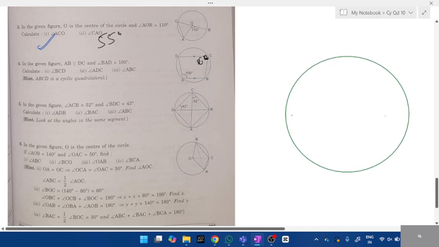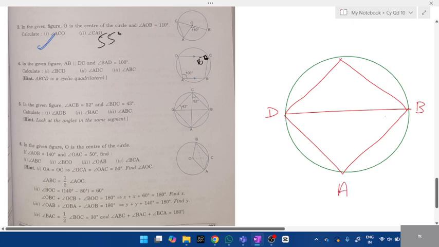Look at the next one. In the fifth question, in the given figure, ACB is 52 degrees. Is DB a diagonal? Have they mentioned anything? No, right? They haven't given us, students. DB is not a diagonal. Okay, now tell me, is this quadrilateral ABCD a cyclic quadrilateral? Yes, sir, it's a cyclic quadrilateral. 52 degrees, 43 degrees.